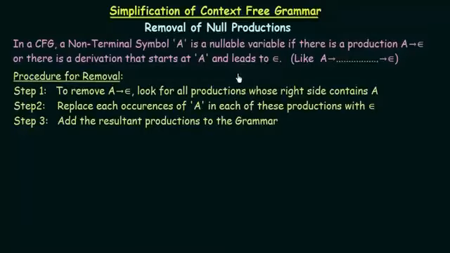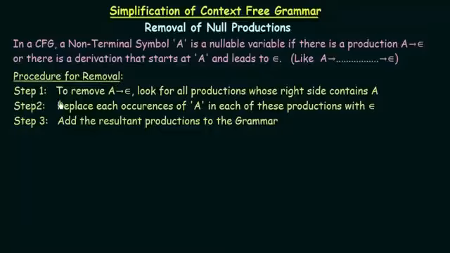So if we have a CFG and a non-terminal symbol A, that will be a nullable variable or a null production if it has a production which says A gives epsilon. And even if it does not directly give A gives epsilon, if that A somehow leads to epsilon, then also it is called a null variable. Those are the null productions, and those are the productions that we need to remove in order to simplify our CFG. Alright, so now let's see the procedure that we have to follow for removal.